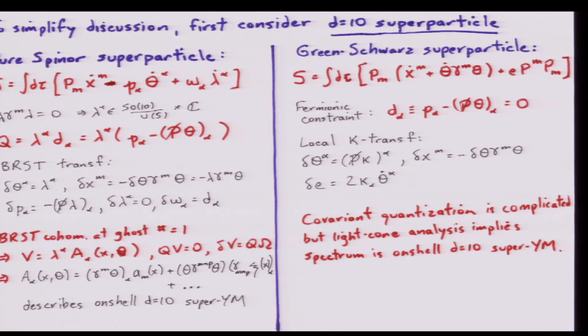Now, as I already mentioned, the cohomology of ghost number 1 is just given by this vertex operator. And it's easy to expand out this superfield and show that when the vertex operator is annihilated by Q, it's just related to the usual on-shell super-Yang-Mills field. So Green-Schwarz is also simple. It's not quadratic anymore. But again, there's a fermionic constraint which generates kappa symmetry. And these are the kappa transformations, which don't look so different from the BRST transformations, and in fact, they will be related. In this case, as in the superstring, covariant quantization is complicated. It's not as complicated as a superstring, but it's trivial to get the spectrum just by using light cone analysis.